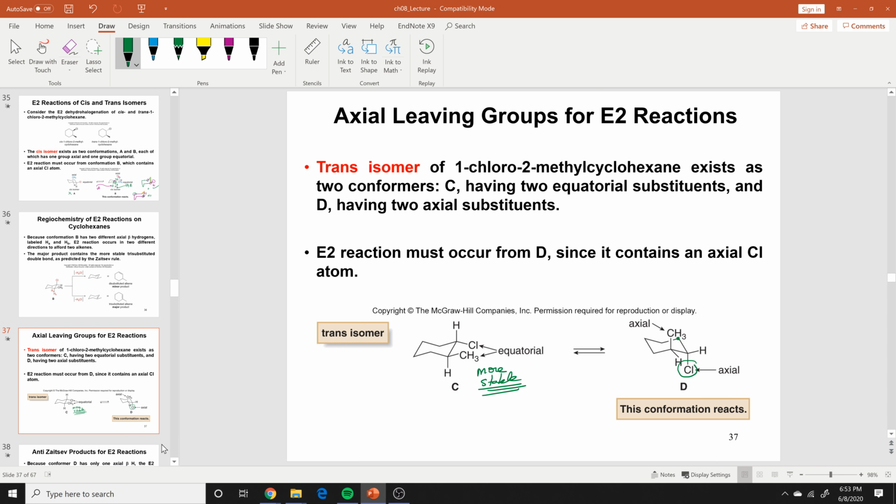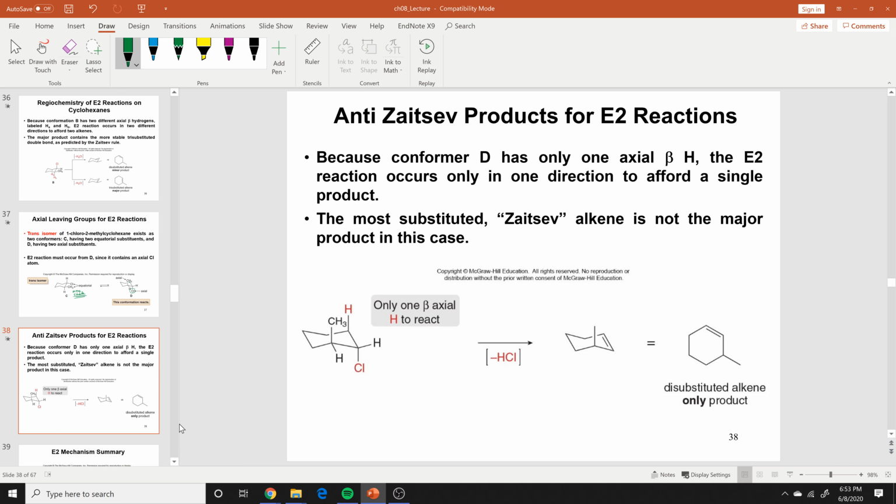This is going to be my beta hydrogen over here, my only beta hydrogen that is on the axial position. So now my base is going to come. I should have written the base on the side. The base is going to take that beta hydrogen, form a double bond, the halogen is going to leave, and we're going to end up getting our alkene.